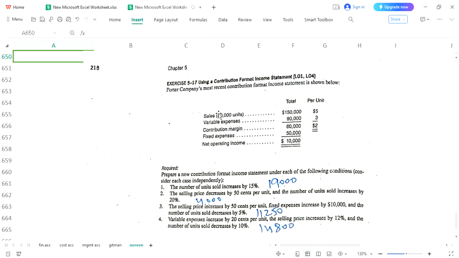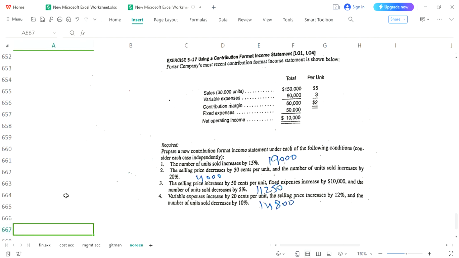Today's target is to solve question number 5.17. The chapter is cost-volume-profit analysis, CVP, and we have already solved 5.16, so you are well familiar with several supporting calculations which we usually do.